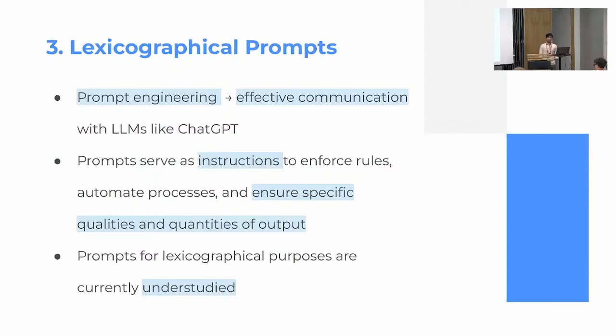The next one, lexicographical prompts. Prompts are basically how we communicate effectively with a large language model. So we have to find out what would be effective to chat with ChatGPT. And also, it serves as an instruction to ensure specific qualities and quantities of the output as well. But prompts for lexicographical purposes are still under study currently. So it would be better if we do more research about how to use ChatGPT for dictionary use.